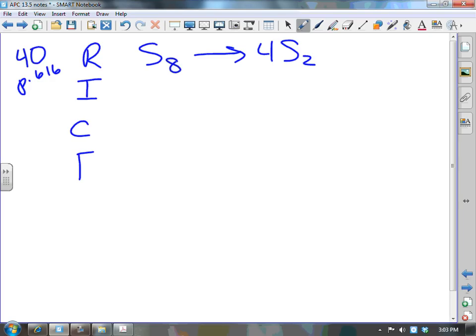We're going to set up our RICE calculation. In the question, it says we initially have 1 atmosphere of S8. They make no reference to S2, so we've got nothing. They tell us then in the question, at equilibrium, the partial pressure of S8 is 0.25 atmospheres.